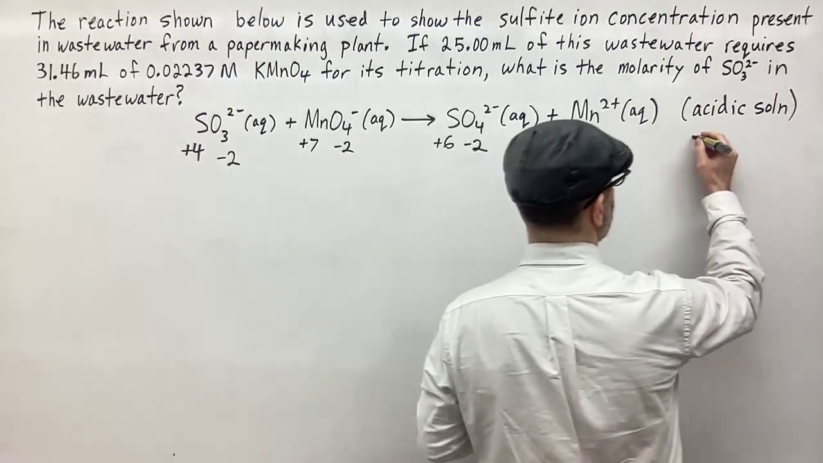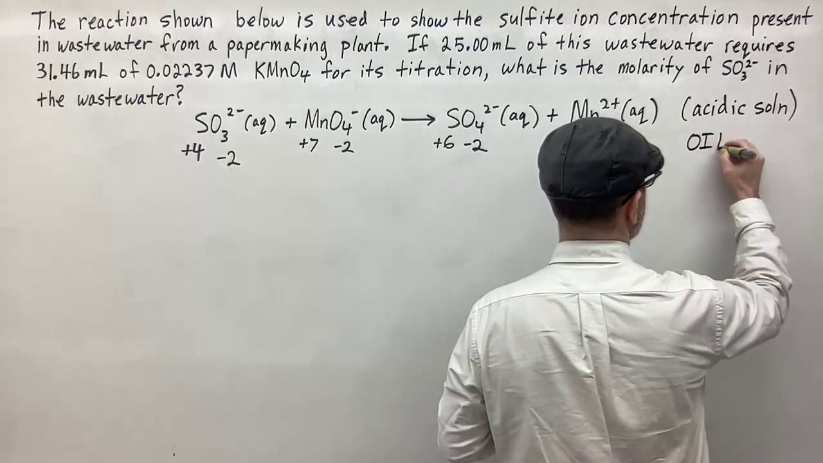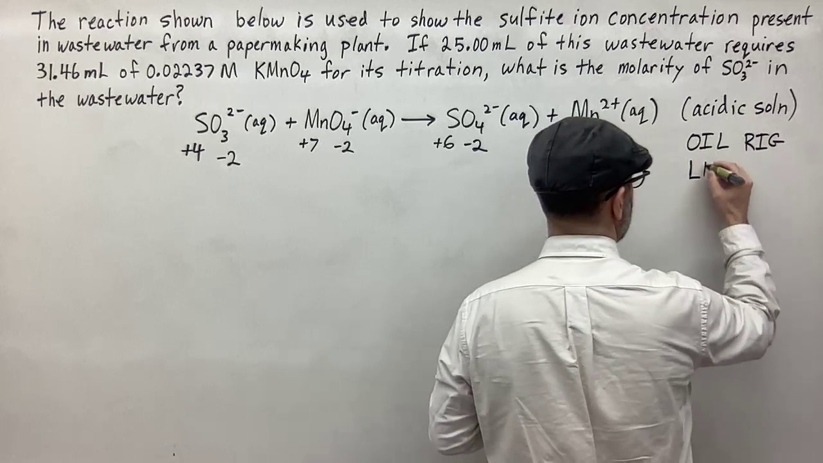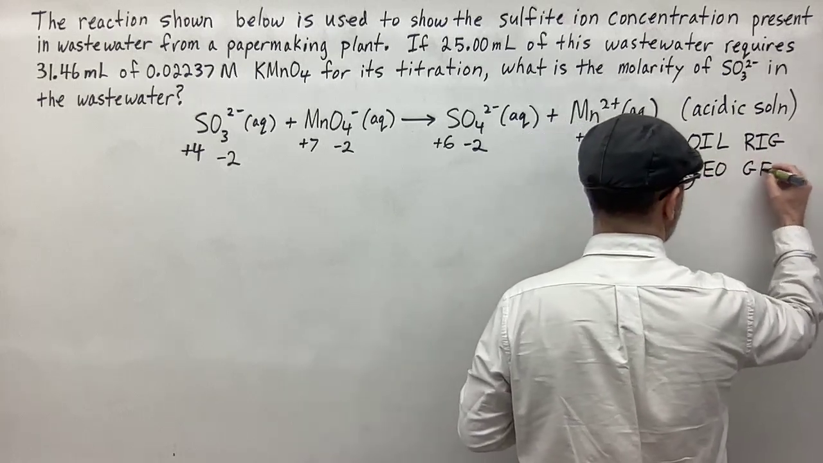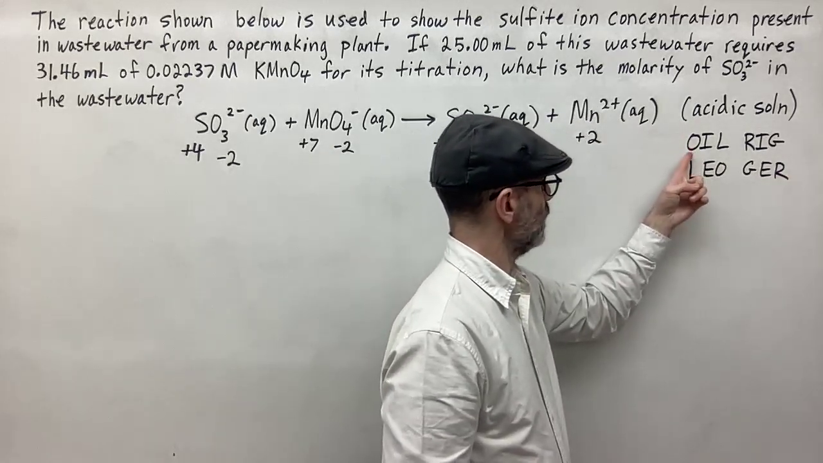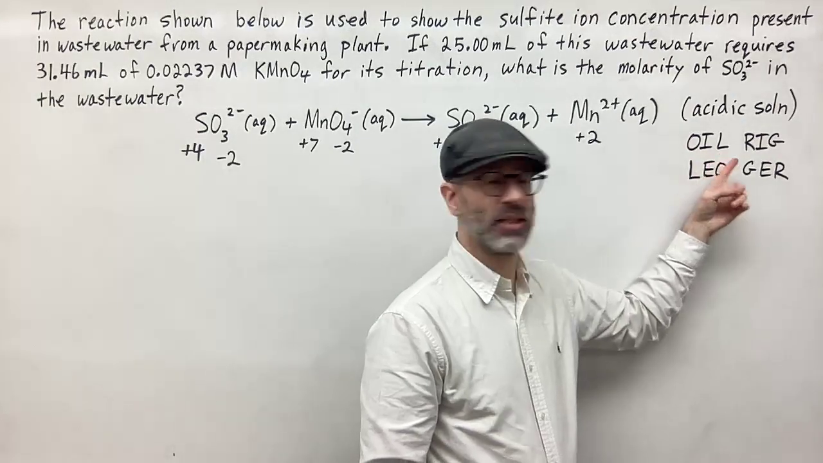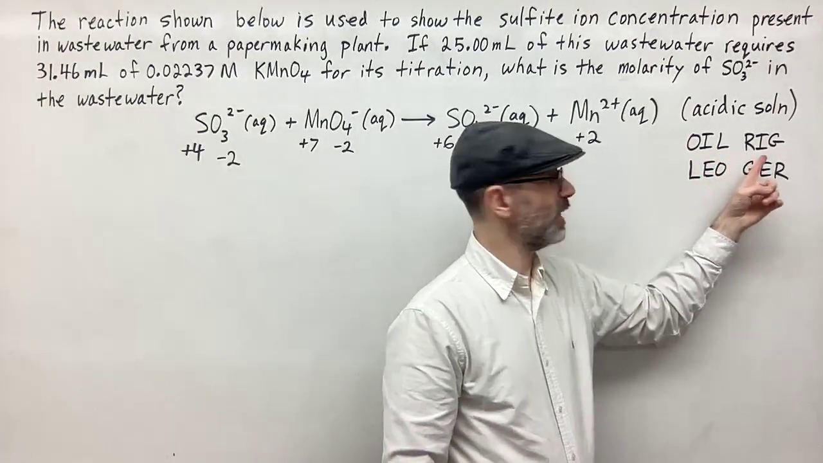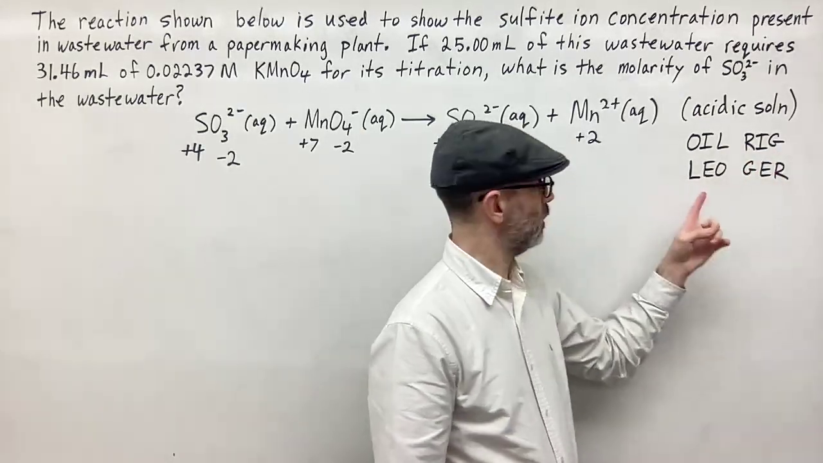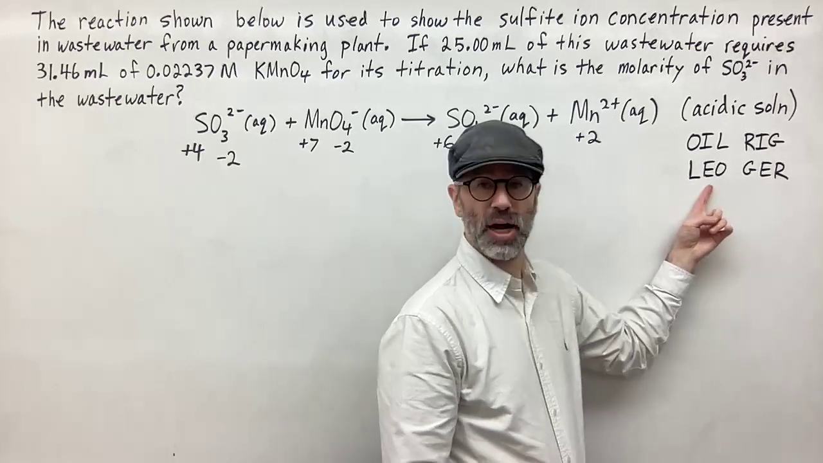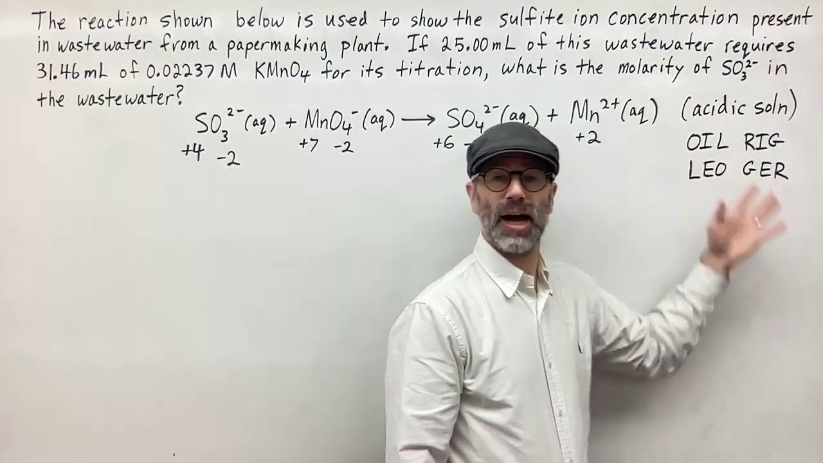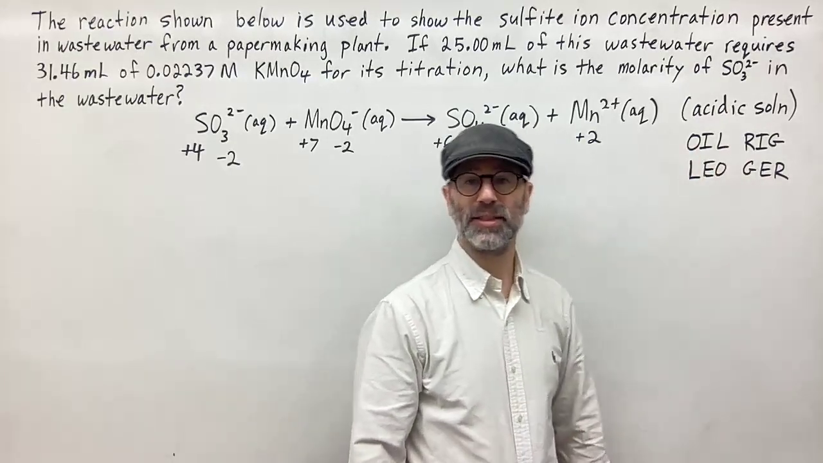And so the mnemonic devices that are good to remember are OIL RIG and LEO GER. Either one of these is useful. OIL RIG: oxidation is loss of electrons, reduction is gain of electrons. LEO GER, same thing. Loss of electrons is oxidation. Gain of electrons is reduction. So either one of those mnemonic devices is helpful.